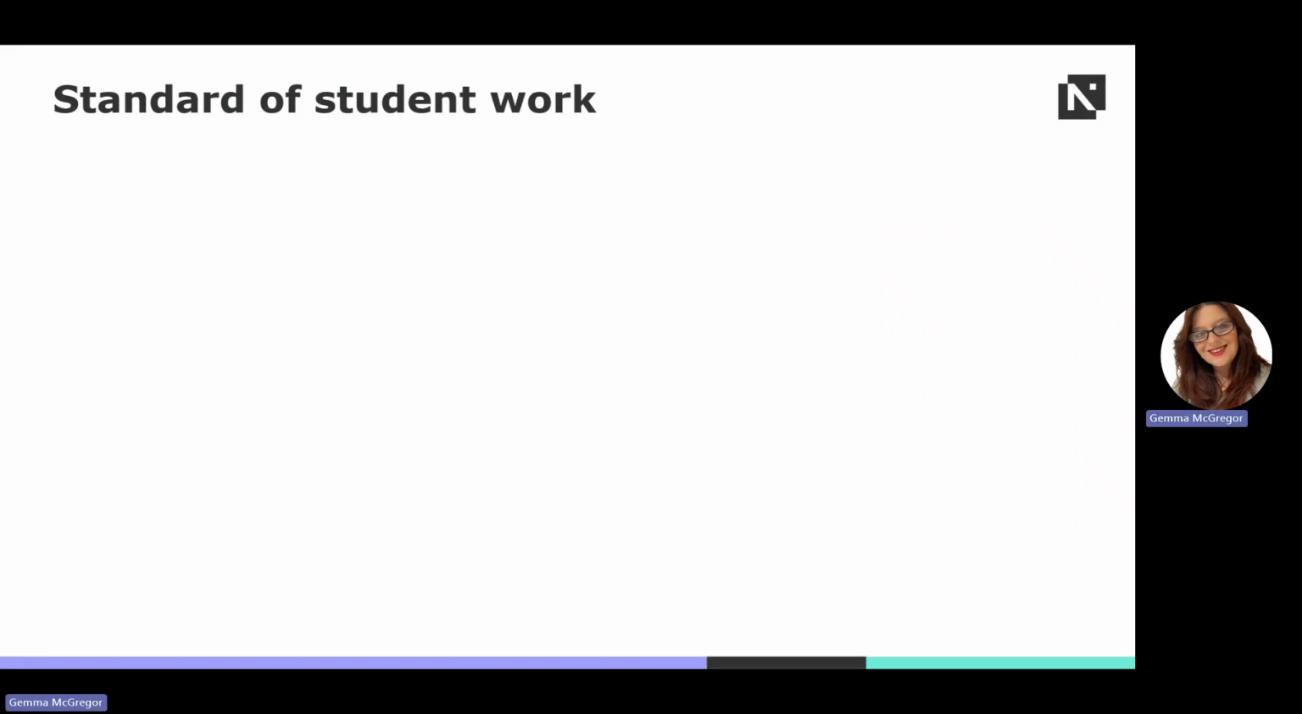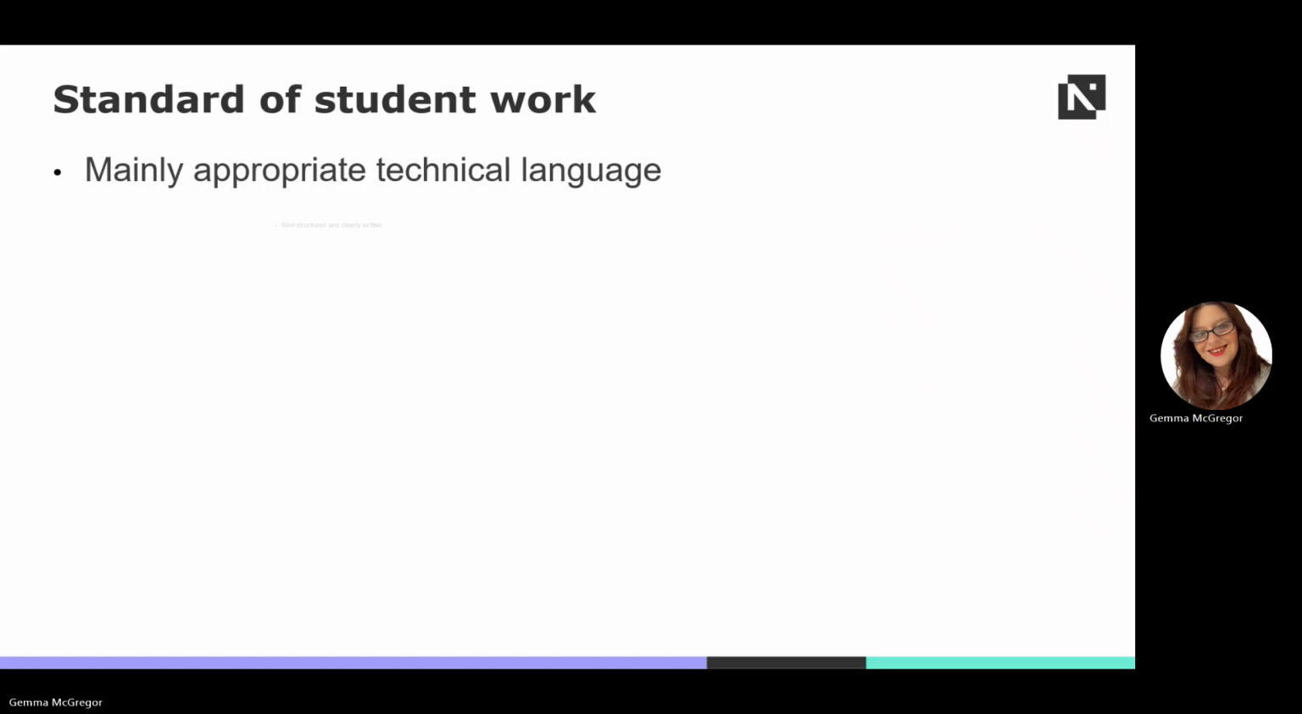Firstly, we'll start with a summary of the standard of student work. Most students were able to demonstrate their knowledge and understanding using mainly appropriate technical language. So continue to encourage your students to use technical language correctly in their written responses. And there was acknowledgement that written answers were generally well structured and clearly written.